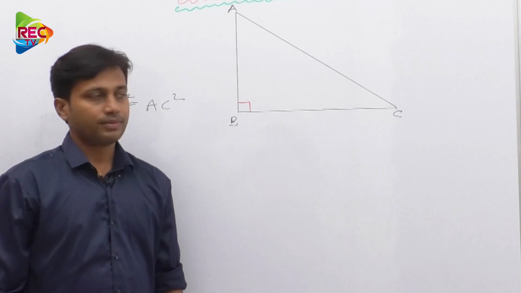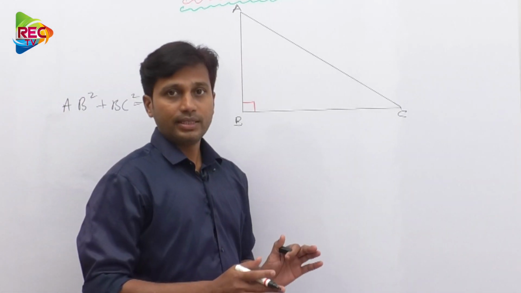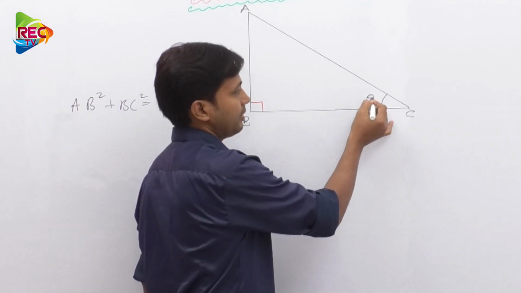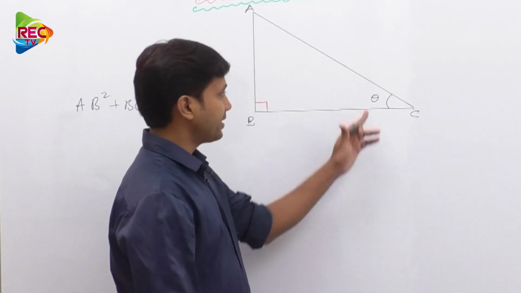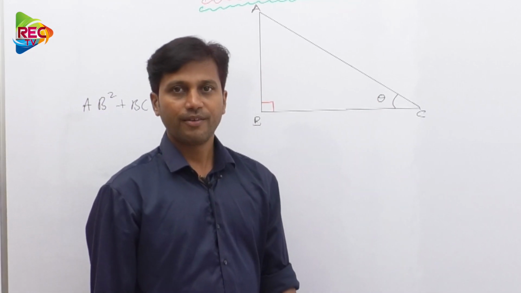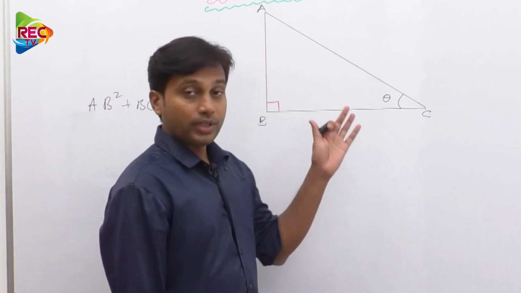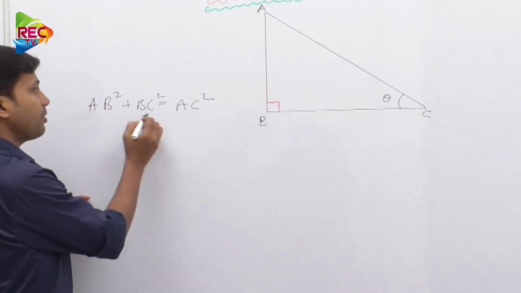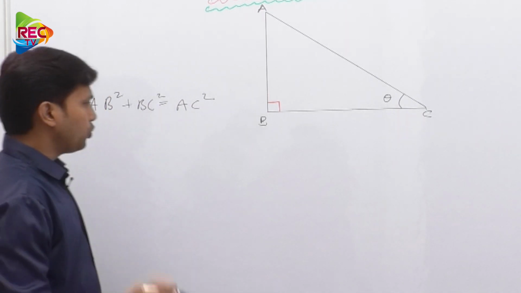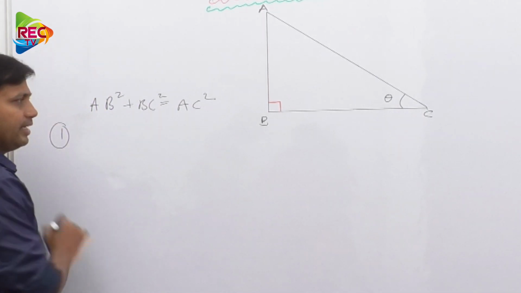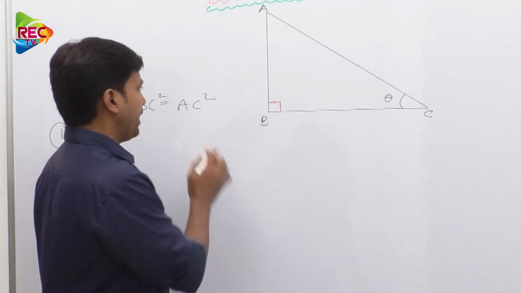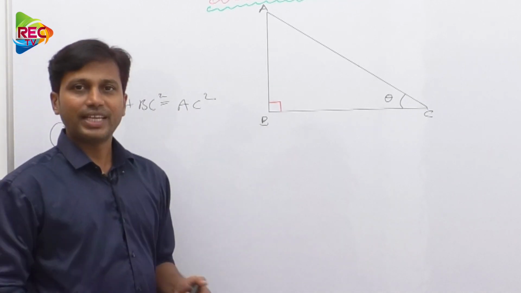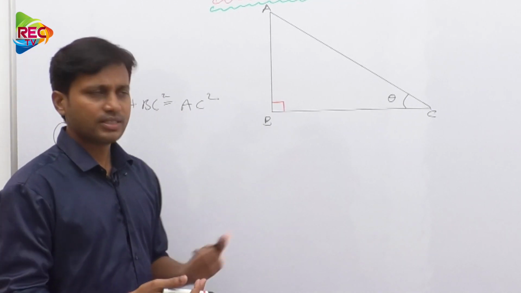Let us do one more thing. I want to consider here angle theta at vertex C. At vertex C I consider this angle. For our convenience I have taken it like this. Just see here: AB square plus BC square equal to AC square. To derive the first identity, let us do one experiment: we divide both sides of the equation, this relation, by AC square. Let us see what happens.